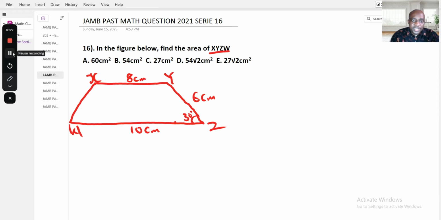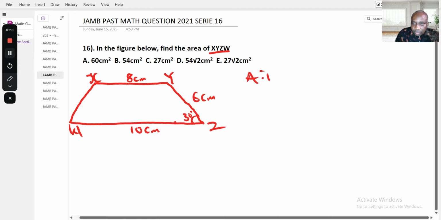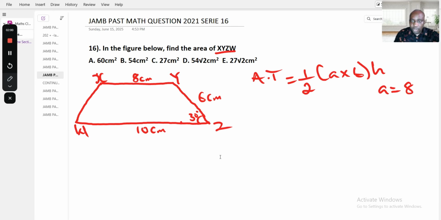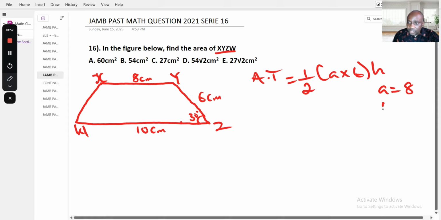Yes, question 16. In the figure below, find the area of XYZW. Now, this is a trapezium. What is the area of the trapezium? Let me write it out. The area of a trapezium is half multiplied by (a plus b) times height. What is our a? 8. What is our b? b is 10.